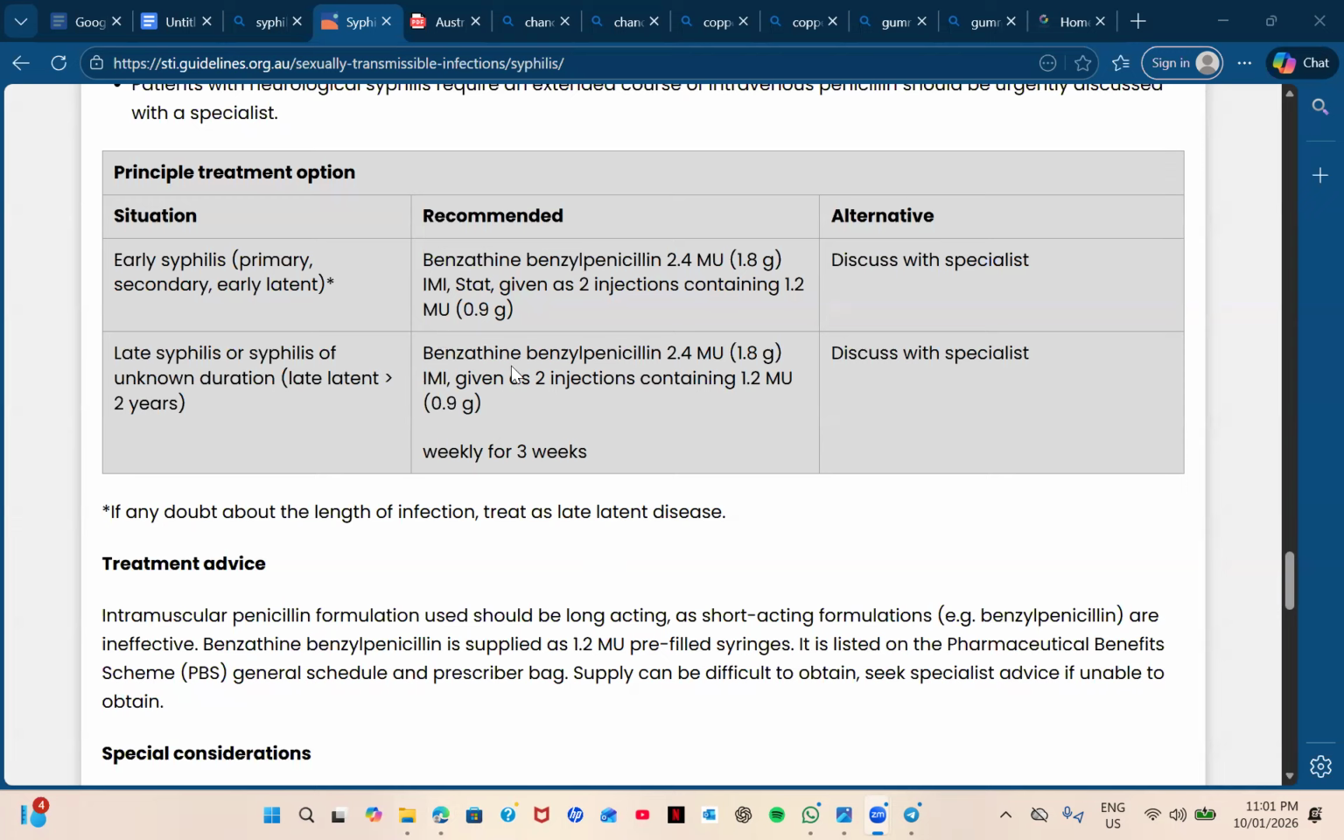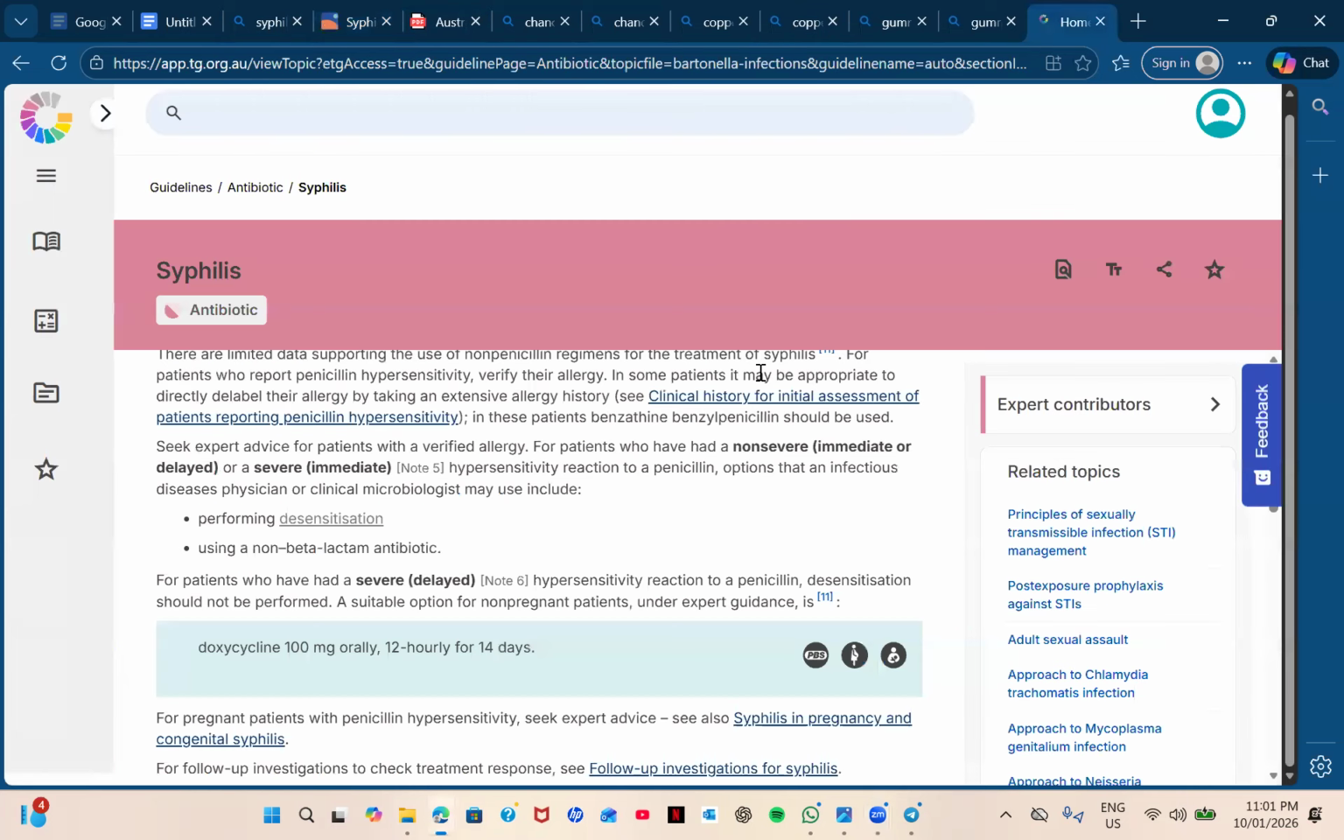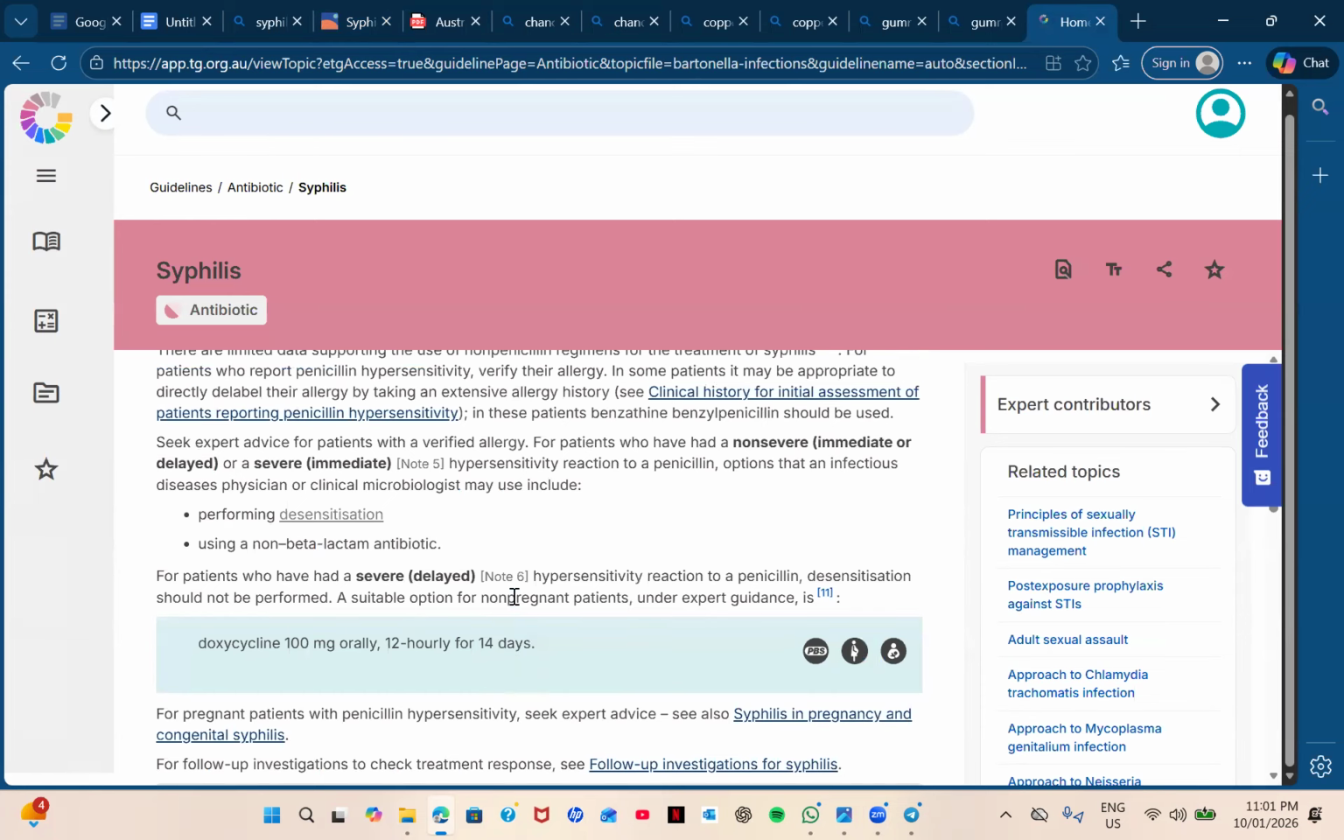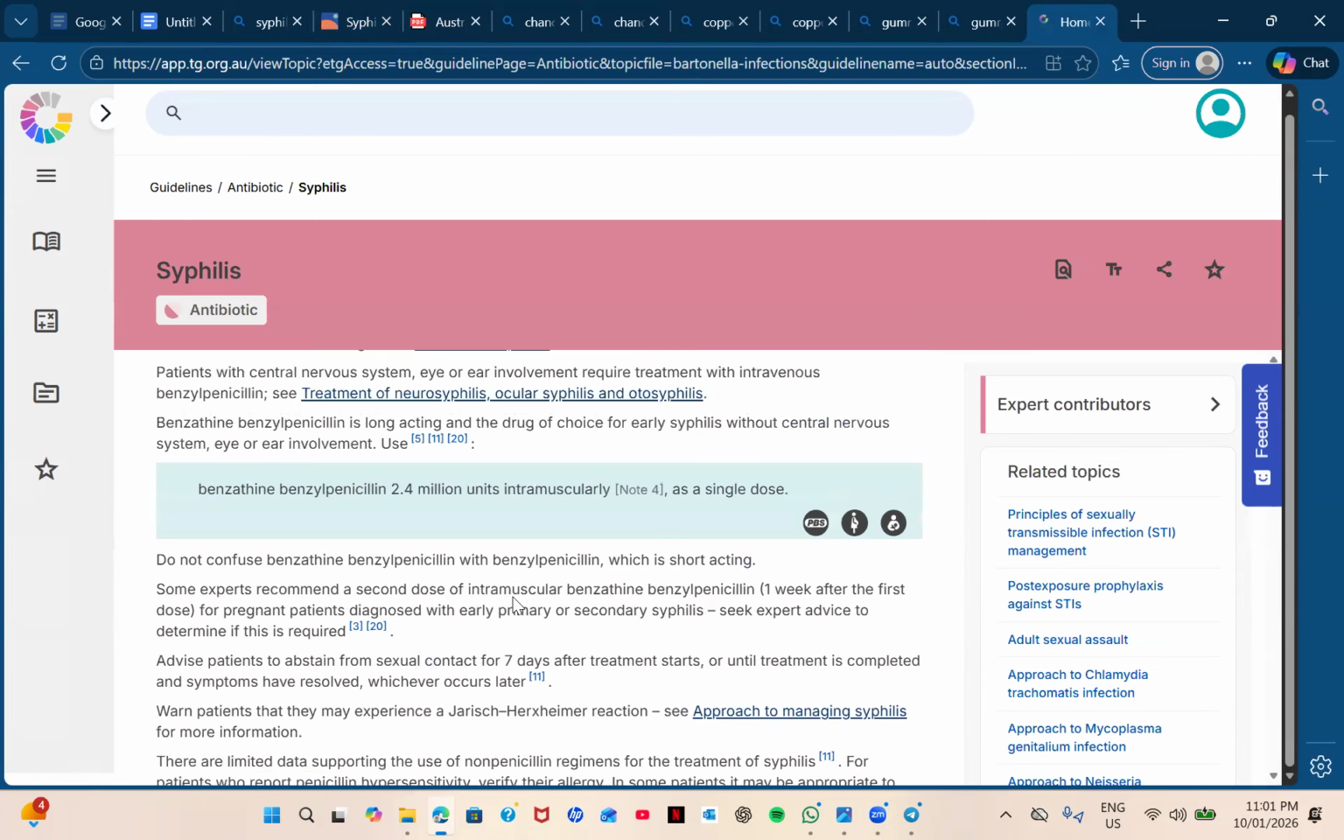Okay. Here, late syphilis or syphilis of unknown duration, like more than 2 years: benzathine penicillin. Here we can give the same 2.4 million units as a stat dose, weekly for 3 weeks. Okay, let's check what the therapeutic guideline has mentioned. They have mentioned something else here.